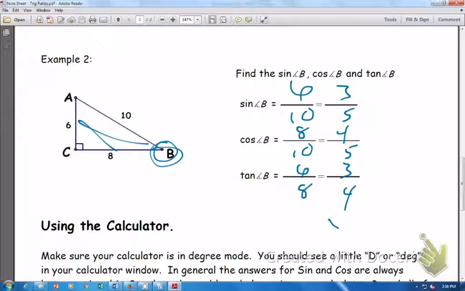So the sine of whatever that angle measure is has the same value as this ratio right here, 3 over 5. Okay? Kind of a weird concept, but that's what sine, cosine, and tangent mean.